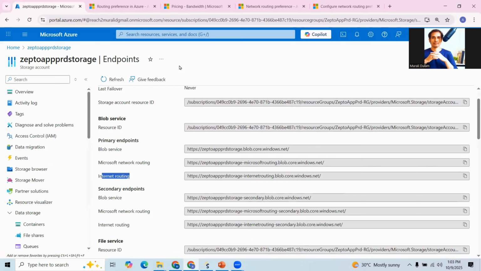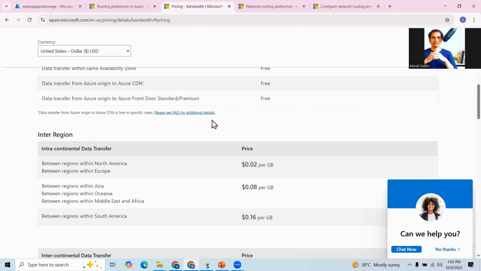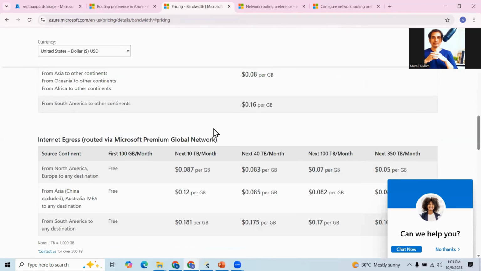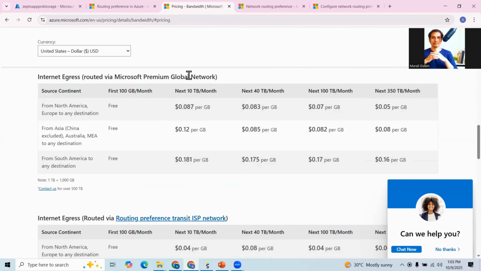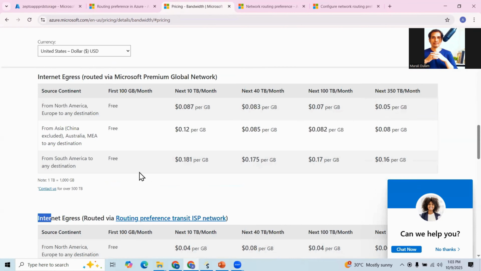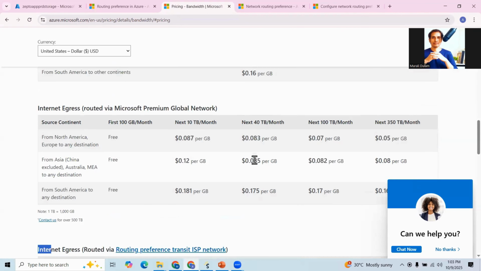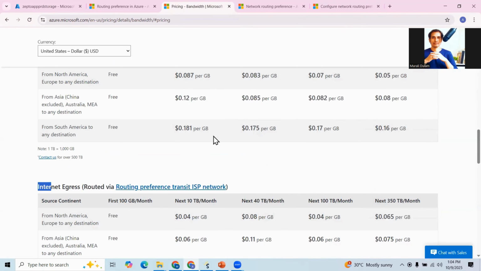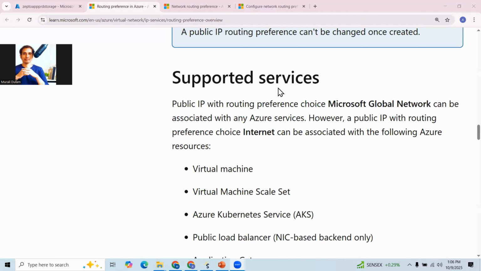Now let us see the pricing part as well. There is a difference in the pricing. Just see Microsoft Premium Global Network as well as internet-based routing. Observe the difference here. There is a slight difference between the Microsoft Global Network and our internet-based routing. This is the price you can see. There is a price difference. You can observe that. Now let us see the supported services along with Microsoft Global Network or internet routing.